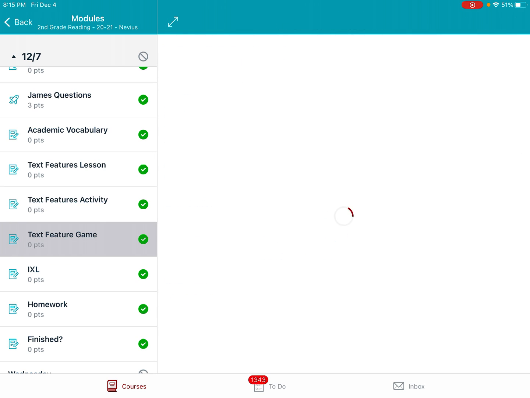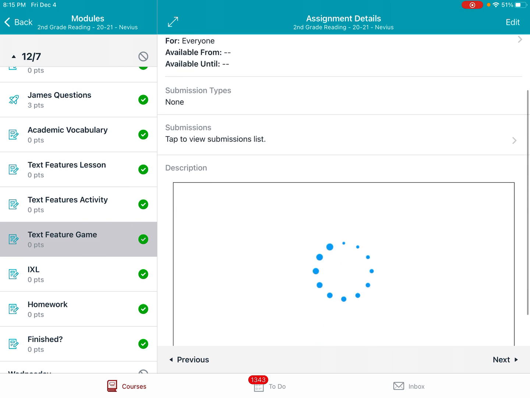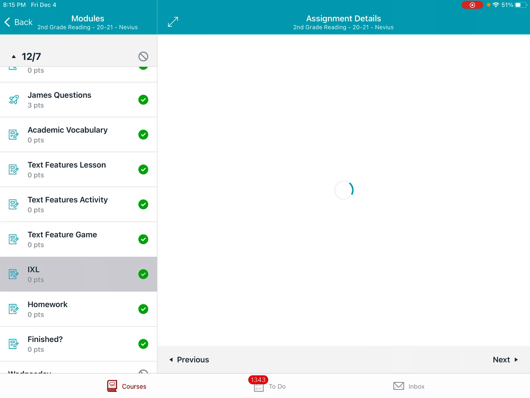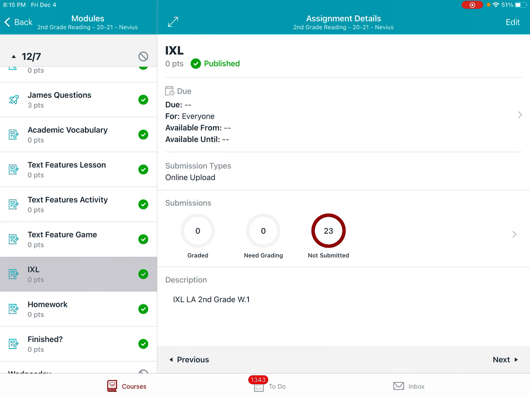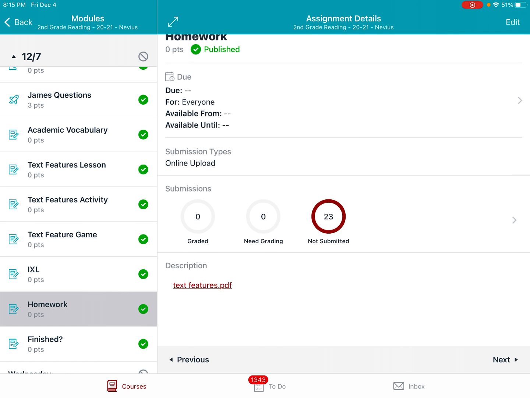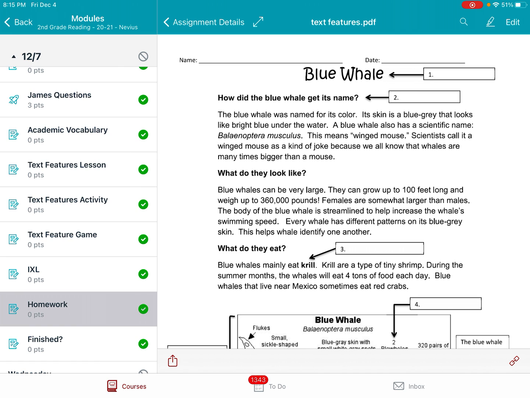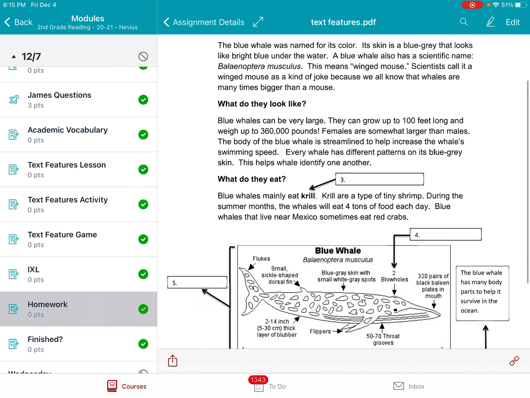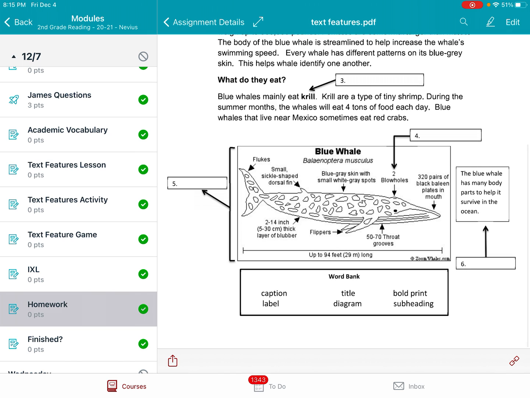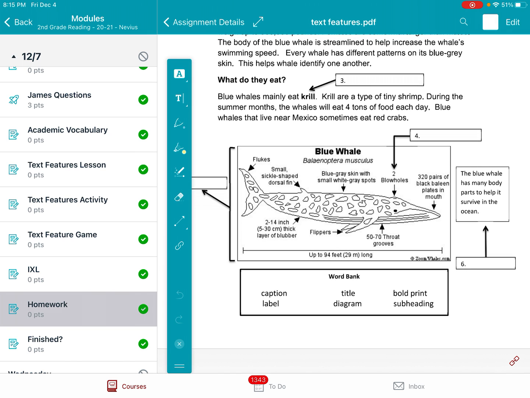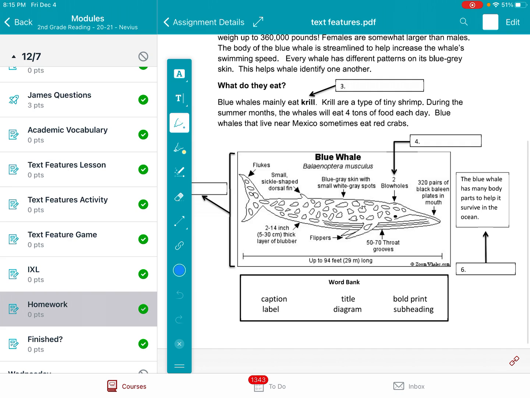After that, you've got a text feature game to play, an IXL over text features. W1, please screenshot and submit to me. And your homework tonight is actually asking you to write in what the text features are that are labeled. Now, you do have a word bank down here at the bottom, okay? So don't forget to use that word bank. That will help you a ton.